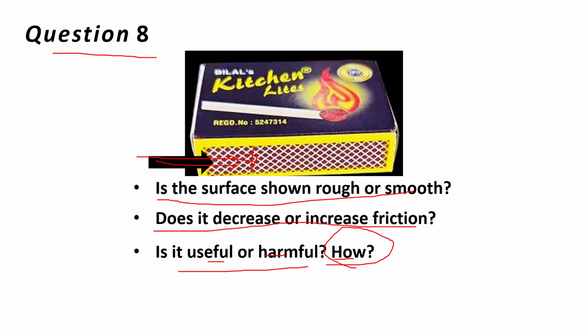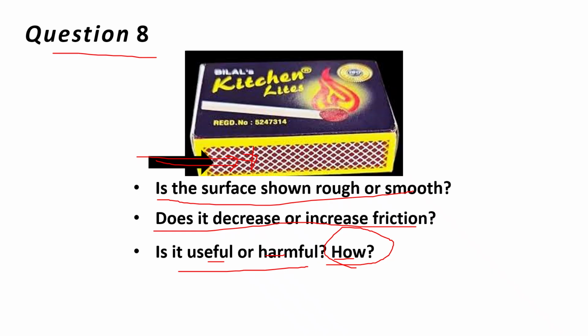Here, for the first one, you write rough or you write smooth. Second part, you write either decreases or increases. Then this one, either you write useful or harmful. How? You write one single short sentence, one simple short sentence. So that's question number 8. Pause the video now to write the answer.